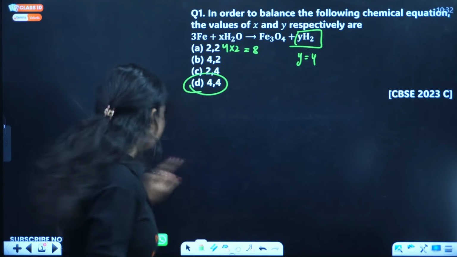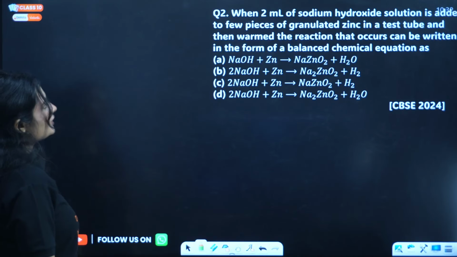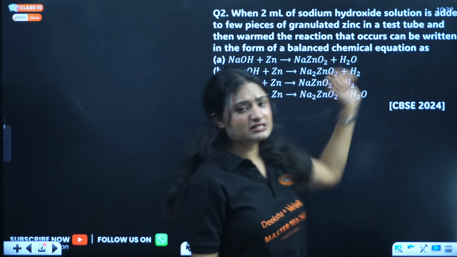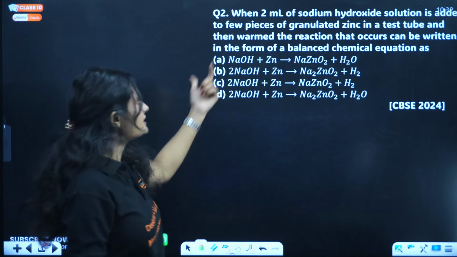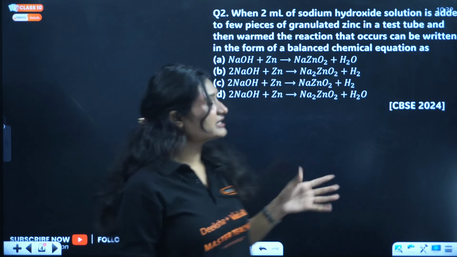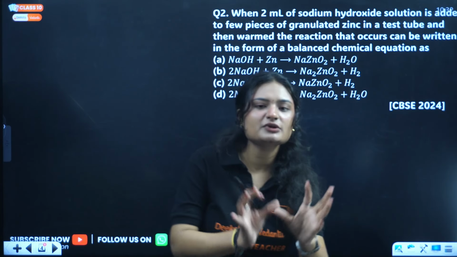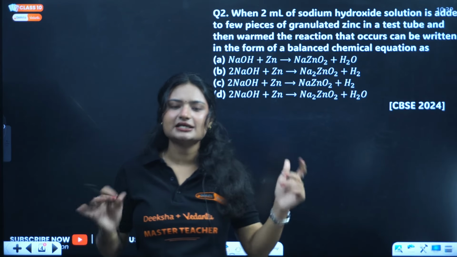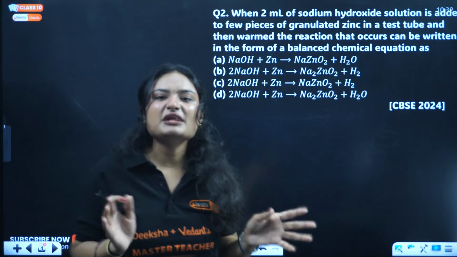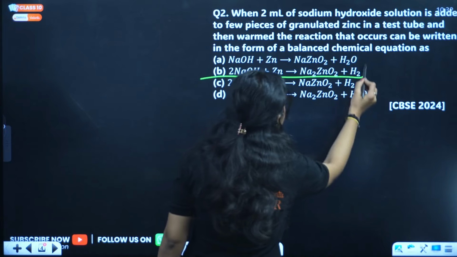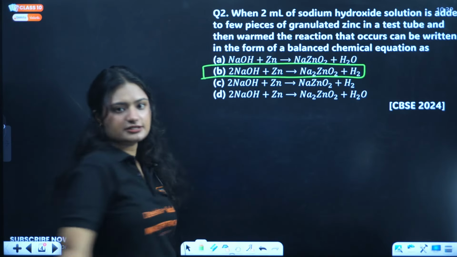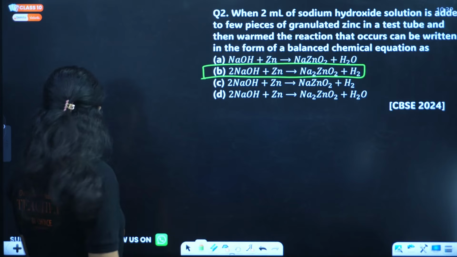Okay, next question. When 2 ml of sodium hydroxide is added to a few pieces of granulated zinc in a test tube and then warmed, write the reaction that occurs. So the reaction between sodium hydroxide and zinc, yes, we get a salt plus hydrogen gas is evolved. So this is the balanced chemical equation, my dear kids. Moving on to the next question.